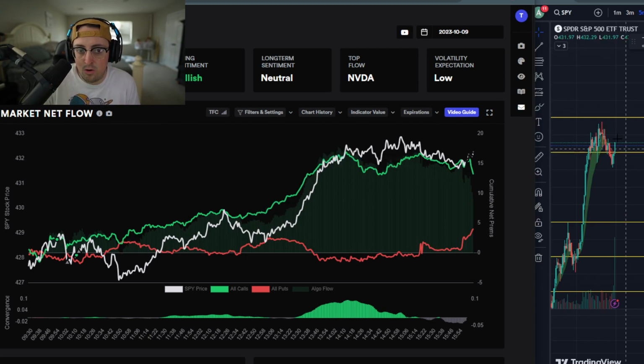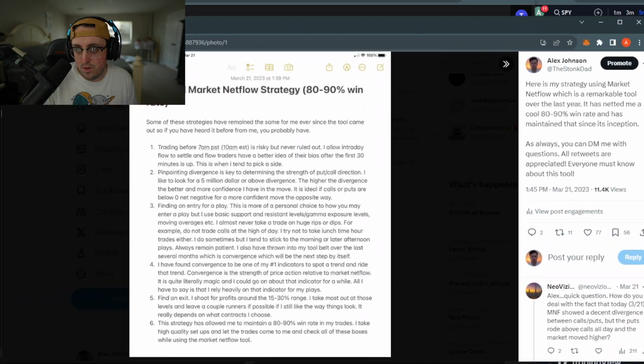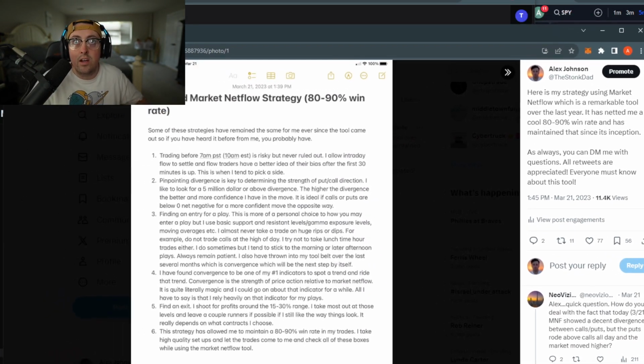You can look at that or just a regular chart if you really want to, but I kind of like looking at it while price is moving, especially once I get to the convergence tool, I can tell you why it's kind of nifty to have. So I have this thing pulled up here, my strategy for market net flow. Hope you guys can see that.